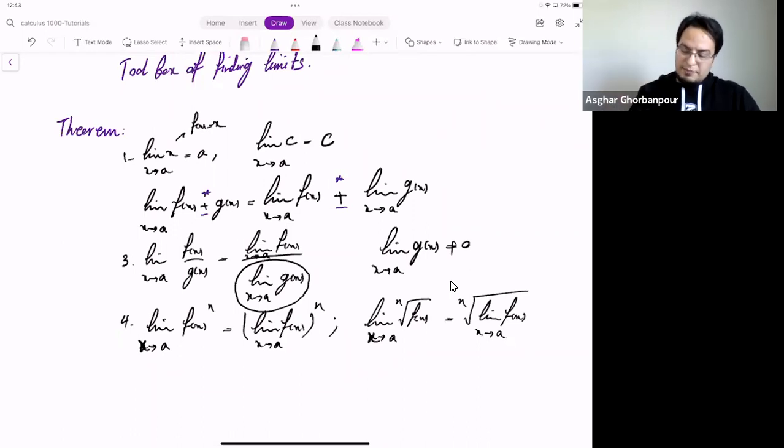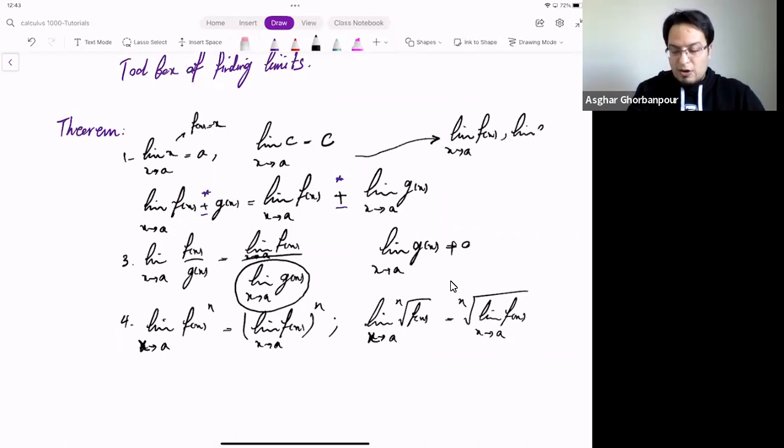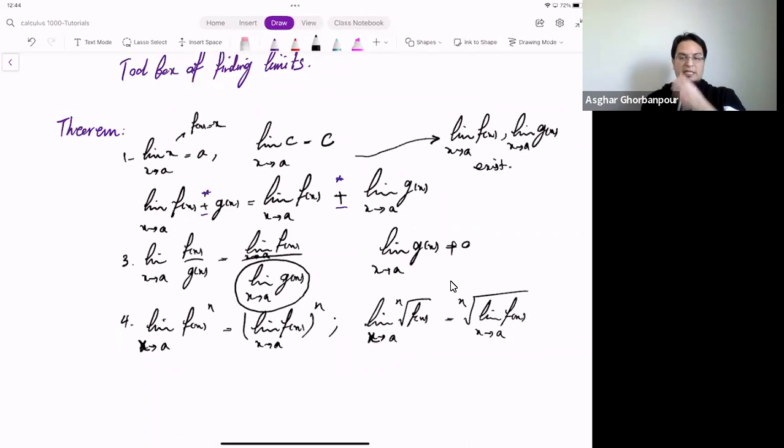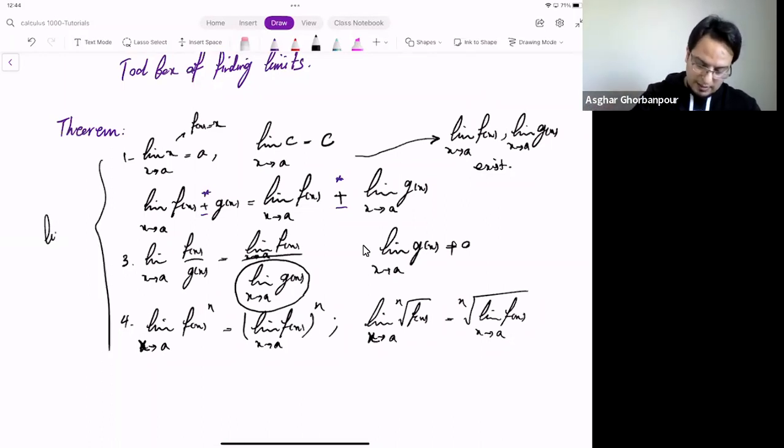Yes, there are some technical conditions here, but one is that I am assuming in all these cases that the limit of the function f and the limit of the other function g exist. So if they don't exist, you cannot use these properties. Well, to start, this is the big toolbox that we are going to use. These are called the limit laws.